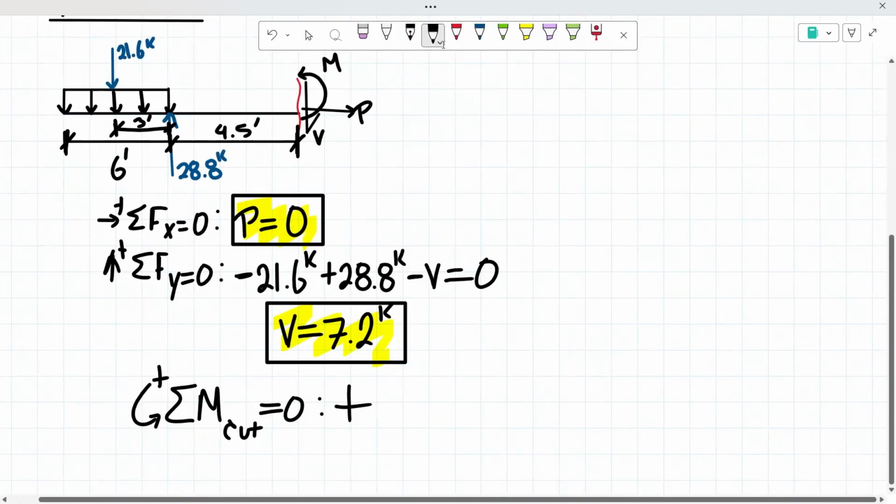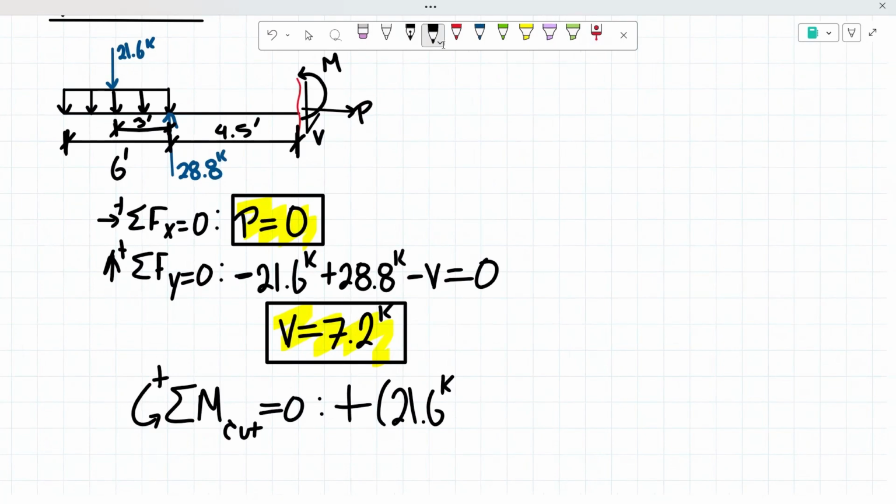We know that it has a force of 21.6 kips. And then we know that the distance from the cut to here is, from here to our reaction, there's a distance of 3 feet. And then from our reaction to the cut, there is a distance of 4.5 feet. So we know that there is a total distance of 7.5 feet.